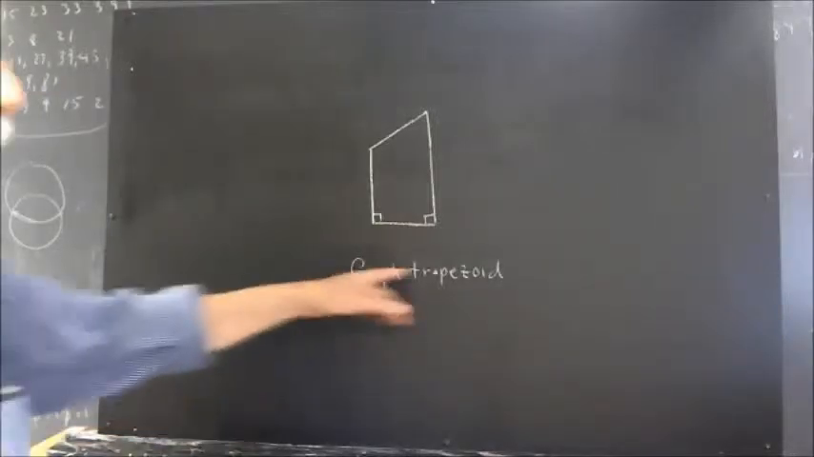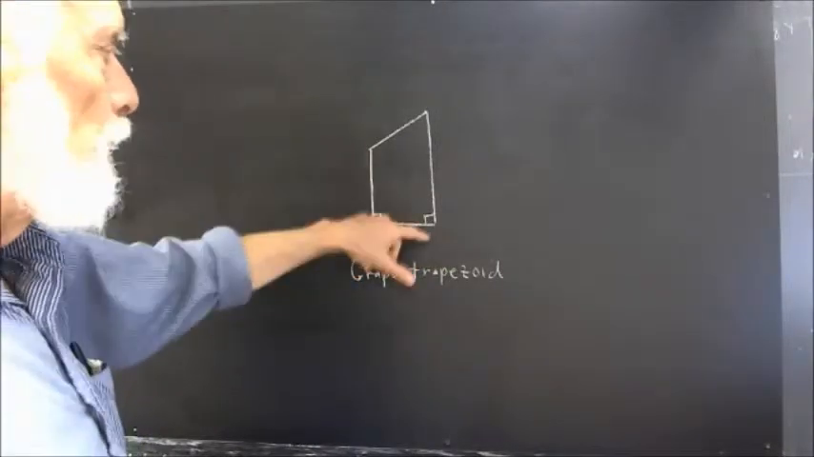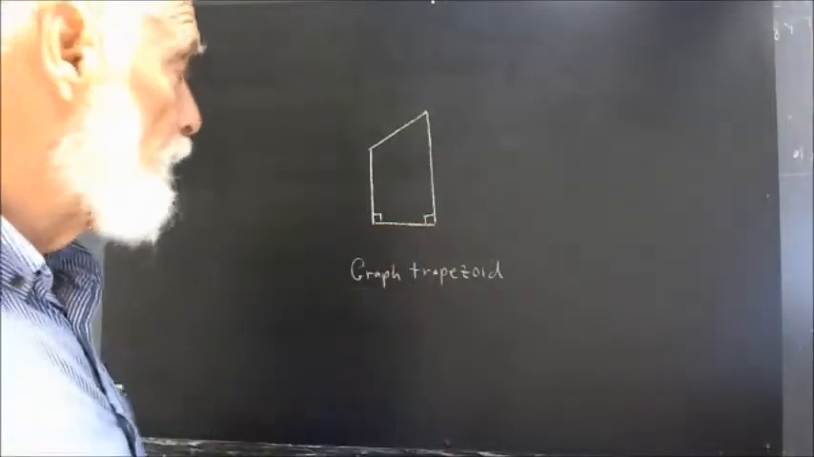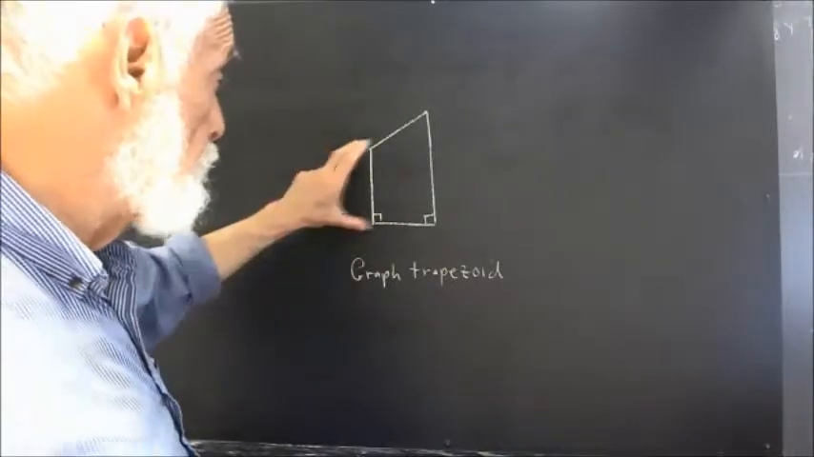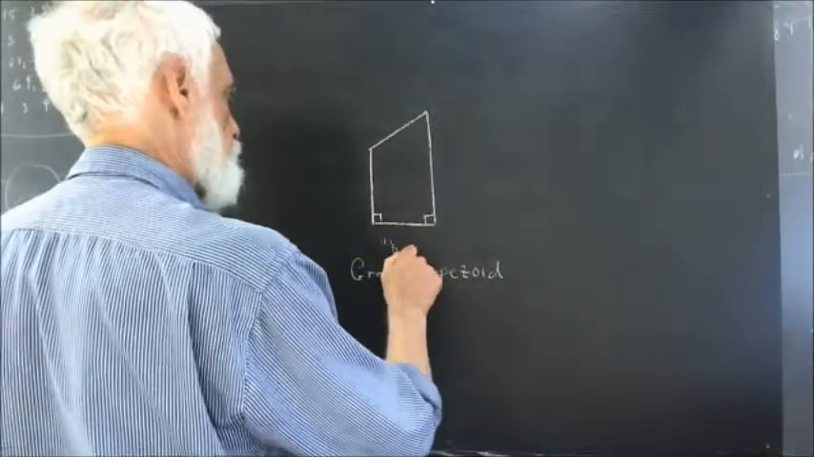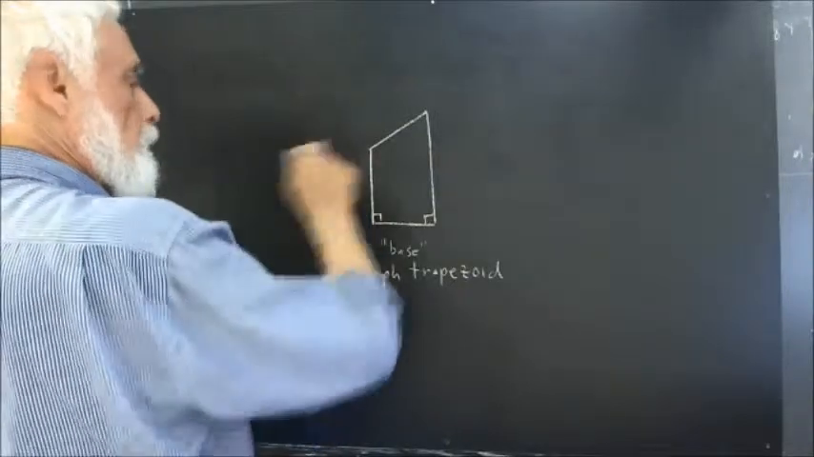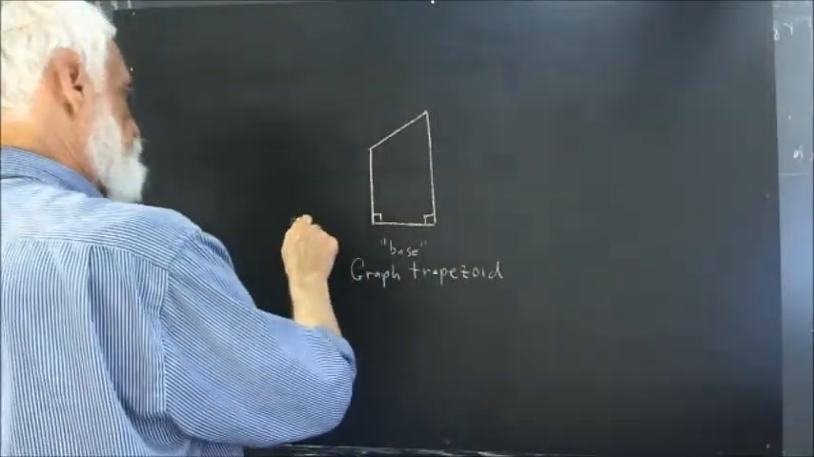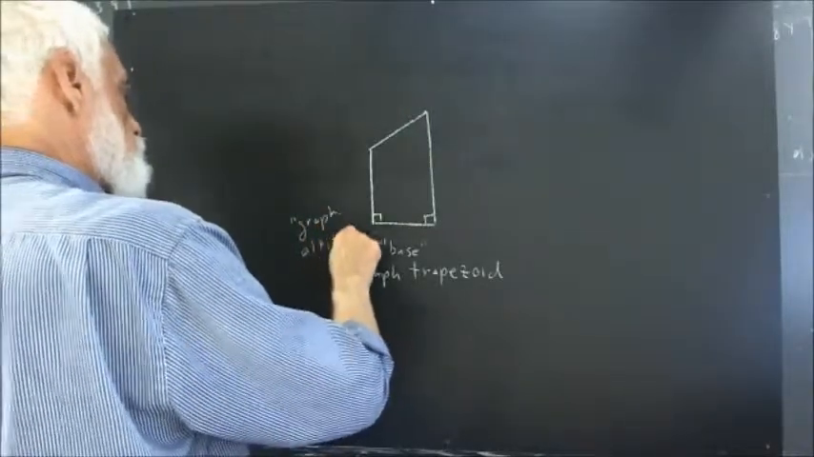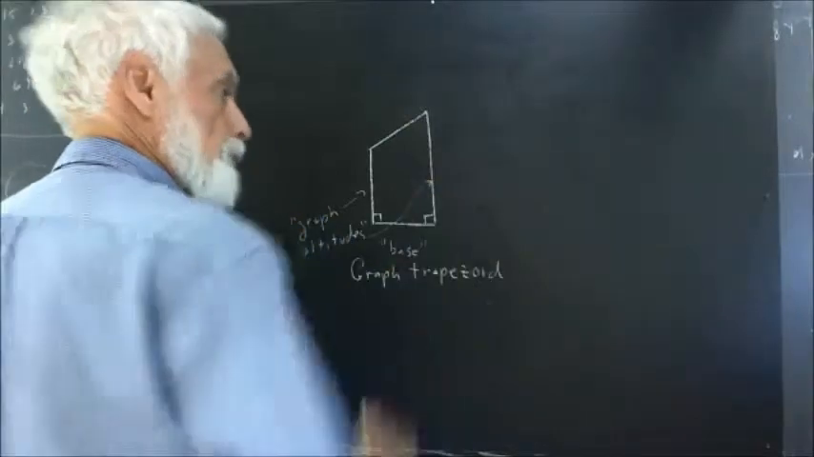A graph trapezoid has two right angles, so that these two sides are perpendicular to this side here. We call this side the base of the graph trapezoid. We call these altitudes. Okay? I'll put quote marks around these. And call these graph altitudes. This one and this one.